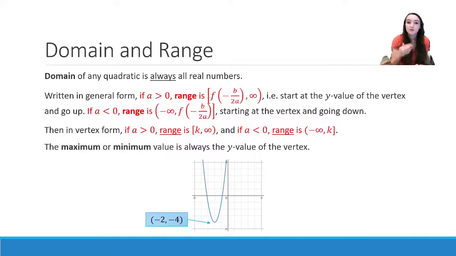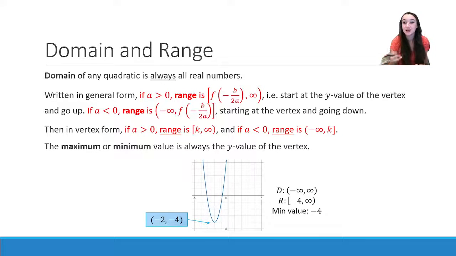Then the maximum or minimum value is that y value. So in this case, if we have a point at our vertex at (-2, -4), we can say our domain is all real numbers. Our range, in this case, because it is a picture of a parabola opening upward, goes from -4 to infinity, including -4, and then our minimum value is -4.